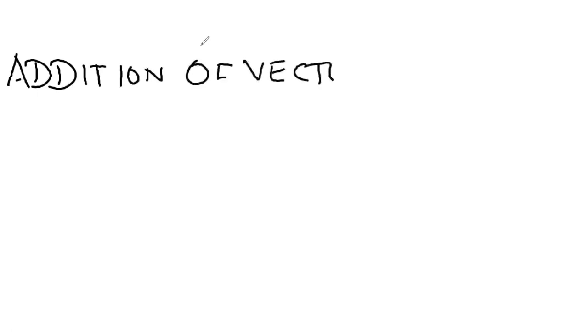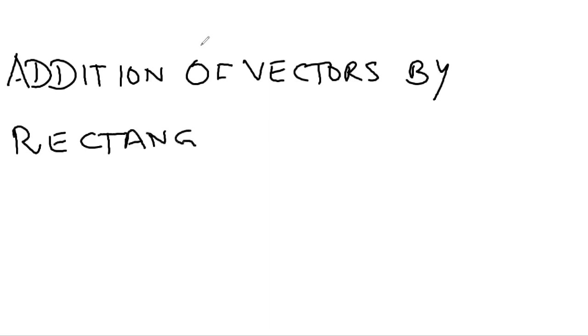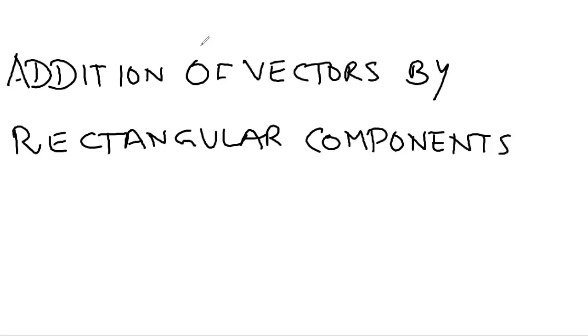Welcome to physics class. Today we are going to do a very important derivation from our second chapter, scalars and vectors. Open your notebooks and give the heading addition of vectors by rectangular components. That is the components which are mutually perpendicular. They are at 90 degrees with respect to each other. This is a very important derivation and it comes as a long question in board exams. So you have to prepare it very well.